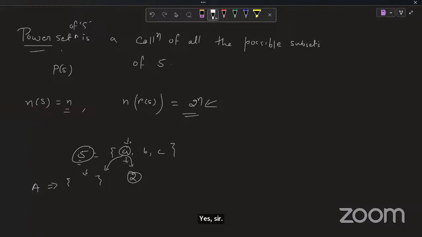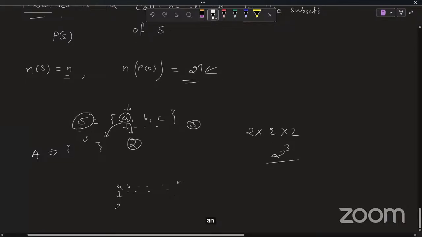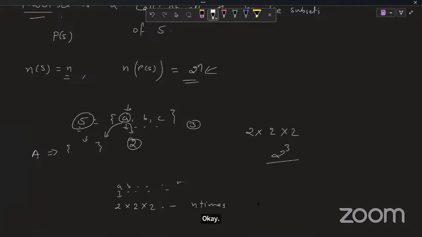Either it will be a member of that particular subset or not. So for each member we have 2 possibilities. How many members are there? 3. So how many possibilities are there? 2 into 2 into 2, which is 2 raised to the power 3. Similarly, if we have n elements, A, B, C up to n elements, for each element we have 2 possibilities. So in total we have 2 raised to the power n possibilities.